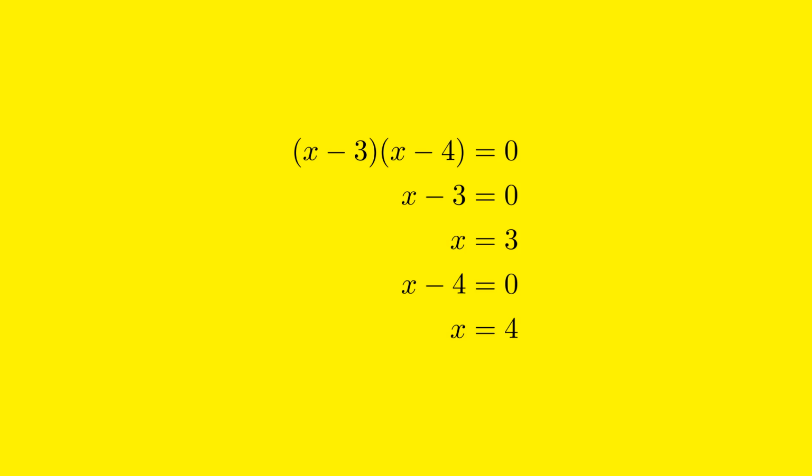Solving the first equation, x minus 3 equals 0. We add 3 to both sides to get x equals 3. Solving the second equation, x minus 4 equals 0. We add 4 to both sides to get x equals 4. Therefore, the solutions to the equation x squared minus 7x plus 12 equals 0 are x equals 3 and x equals 4. This is the final step and provides the complete solution to the quadratic equation.